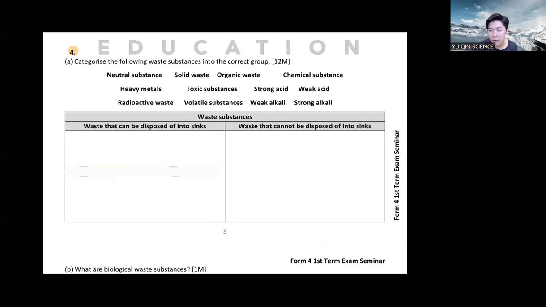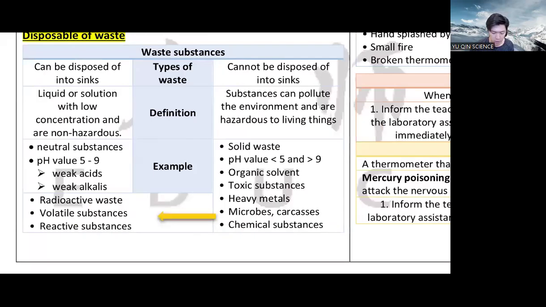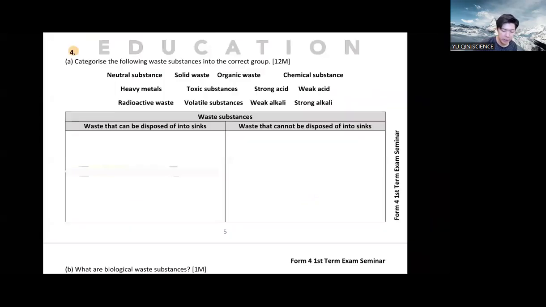What does it mean by heavy metal? Heavy metal means like mercury, lead, usually the two dangerous materials. It's called heavy metal. Mercury, you remember that as heavy metal, which is toxic and dangerous to living things.